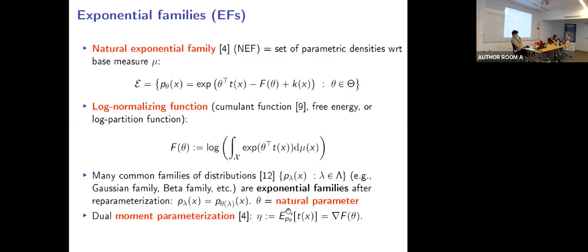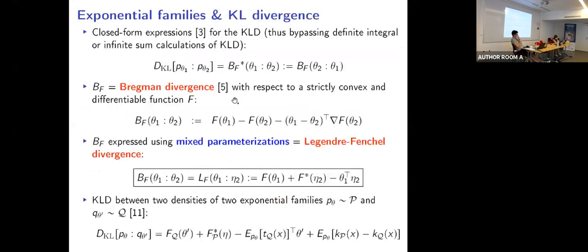by eta, which is the expectation of the sufficient statistics, and which can be shown to be equal to the gradient of the cumulant. Okay. So now it's very well known that the KLD between two densities of the same exponential family equals a reverse Bregman divergence. So the reverse Bregman divergence is just the Bregman divergence with swapped parameters here. Okay, this is a very standard result.